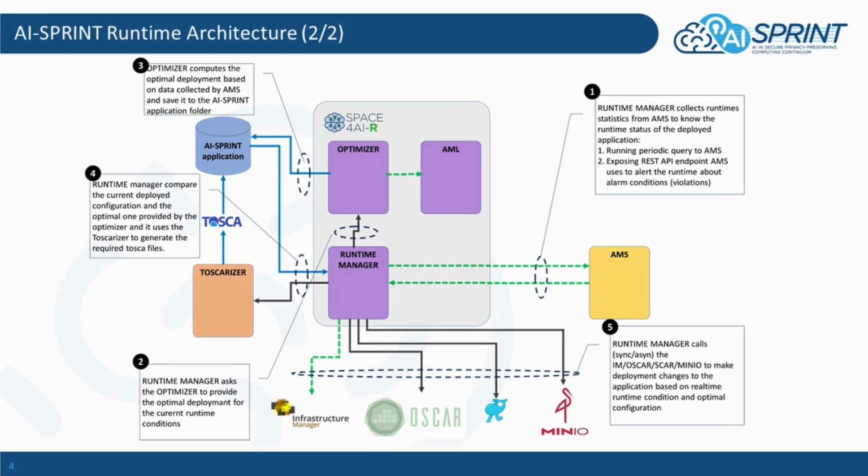Then the runtime manager passes this information to the optimizer, which, based on the current deployment, finds the optimal deployment based on the detected runtime condition. Then the runtime manager uses the Scannerizer and all the deployment tools, the Infrastructure Manager, Oscar, SCAR, and Minio, in order to redeploy the optimal application.